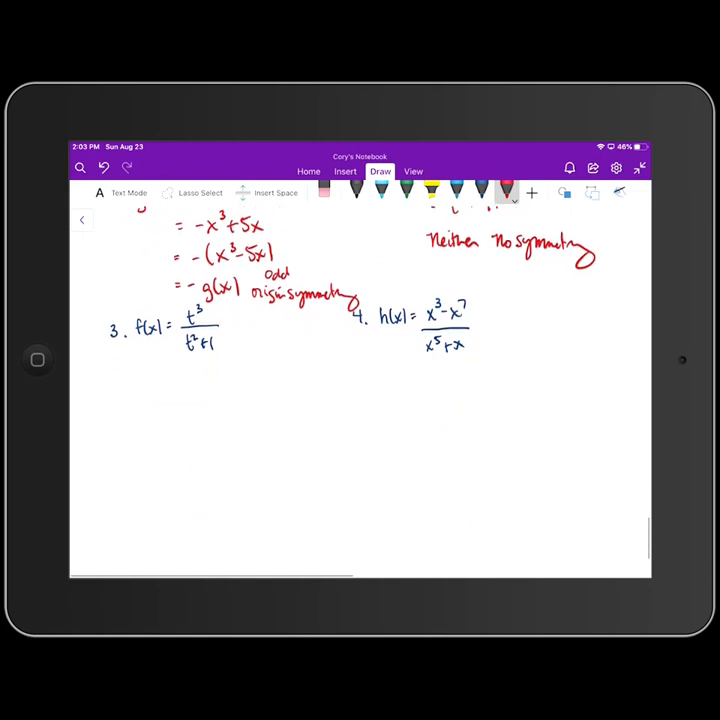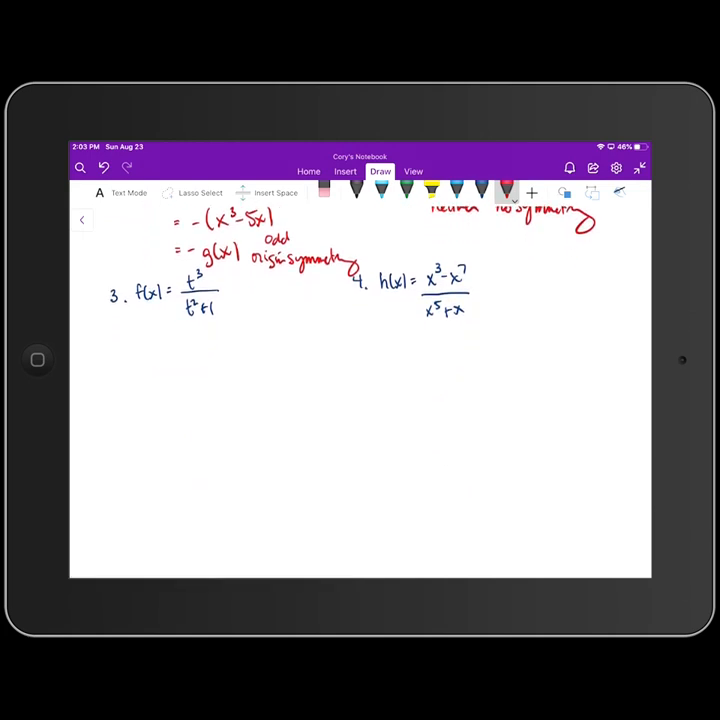Okay, I'm going to have you guys try numbers 3 and 4. So go ahead and get those 2 examples copied, and then pause the video while you work on those, and then we'll talk about those together.